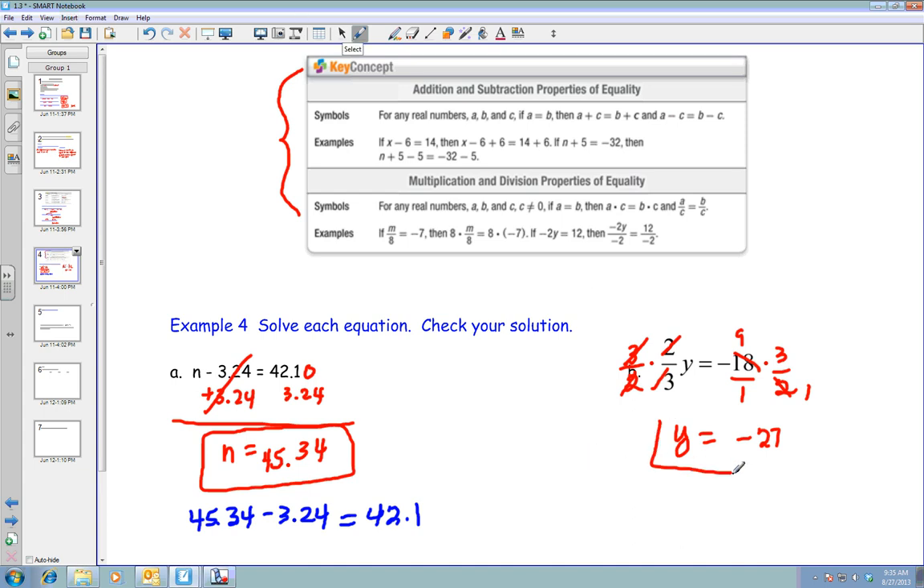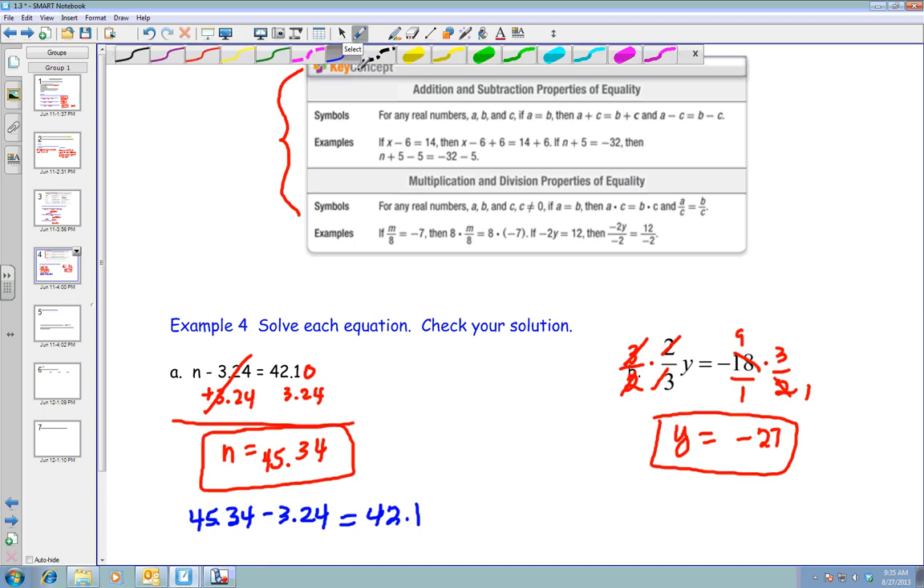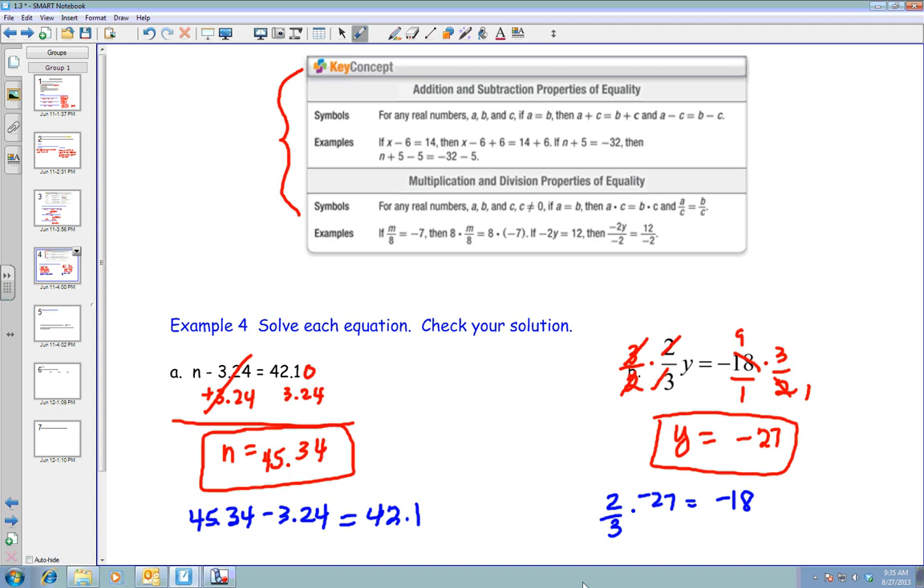And that's my answer. And again, to check, I'm going to take my answer, plug it in for y. So I have 2/3 times negative 27 equals negative 18. So let's see if that works. This is negative 27 over 1. I can cross cancel. That's 1. This becomes 9. So 2 times negative 9 is negative 18.